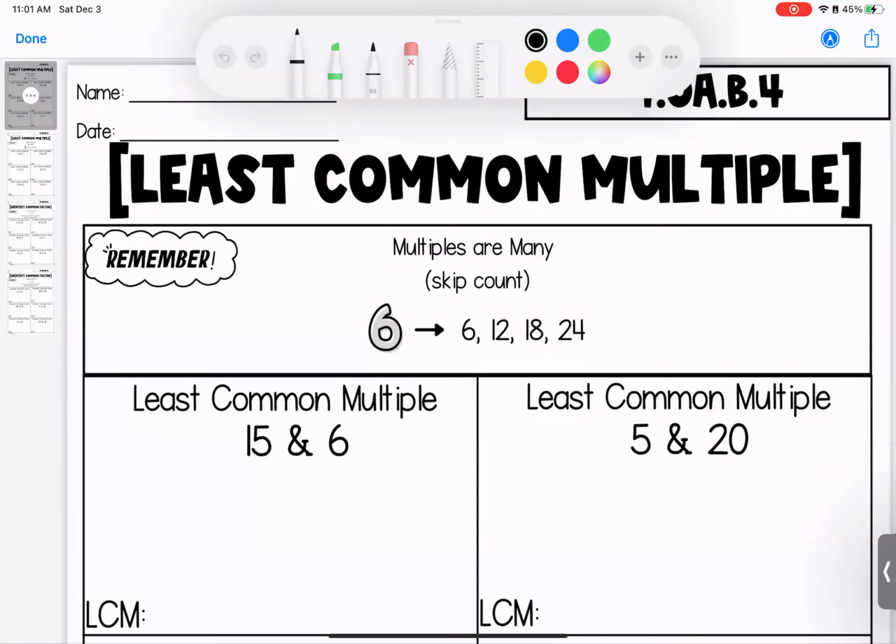So for this first page, we're looking for the least common multiple, which means if I skip count by 15 and I skip count by 6, what is the first number that they have in common? Now, if we keep skip counting, they're going to have more than one number in common. It might take us a significant amount of time to find it, but it would exist.